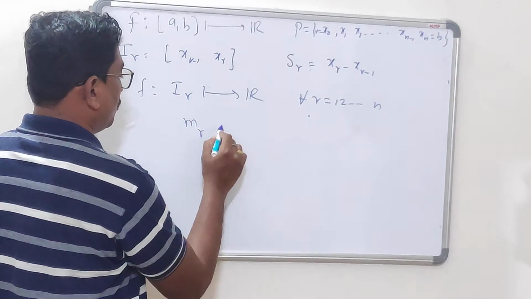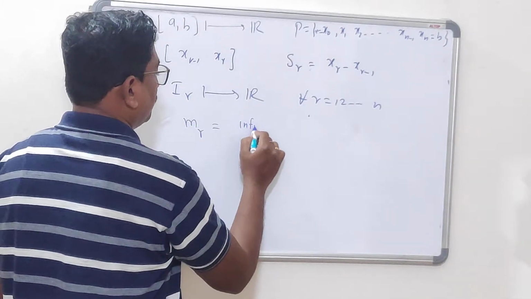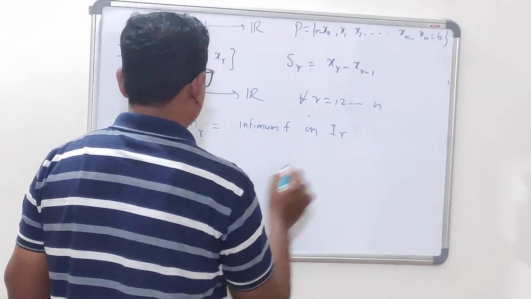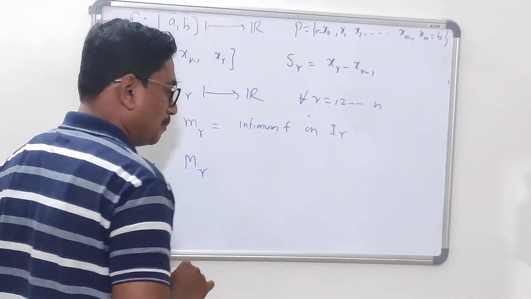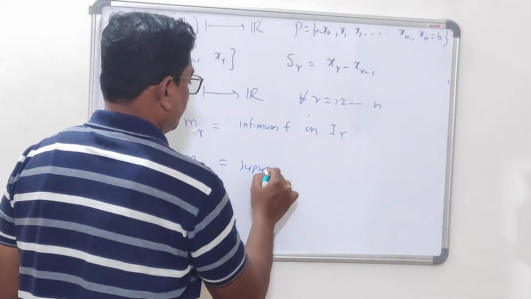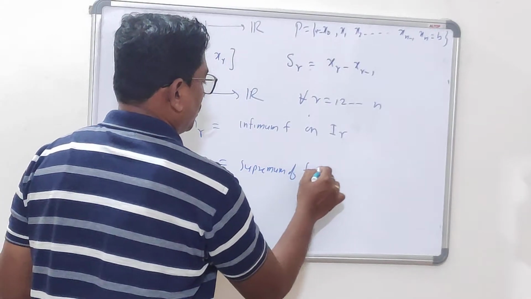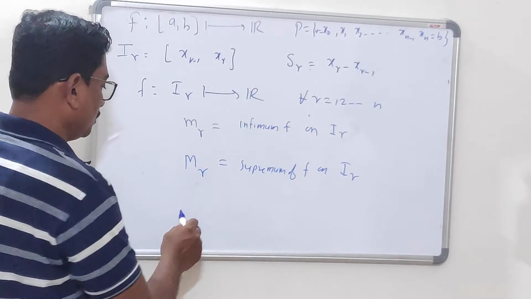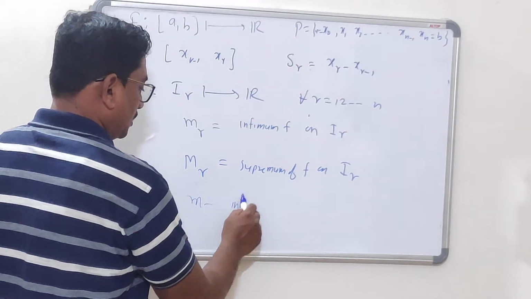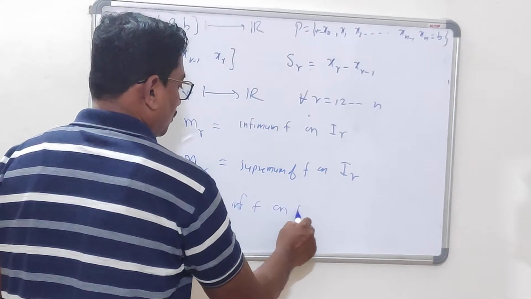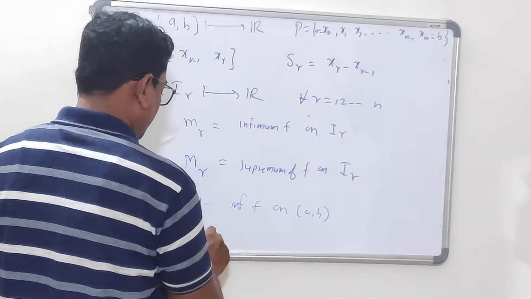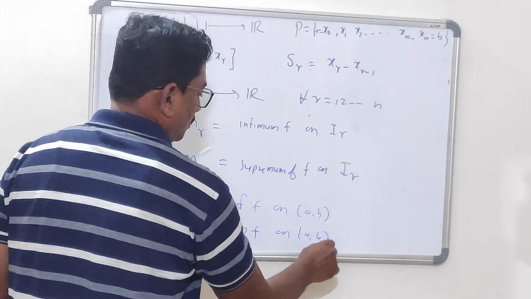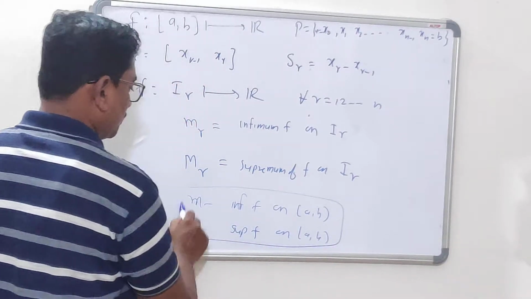So I will denote small m_r for the infimum of f on the interval I_r, and capital M_r, that is the supremum of the function f on that interval I_r. And likewise I denote small m as the infimum of function f on the closed interval [a, b], and capital M the supremum of function f on the closed interval [a, b]. At present we are not going to apply these in the definition, just keep in mind.